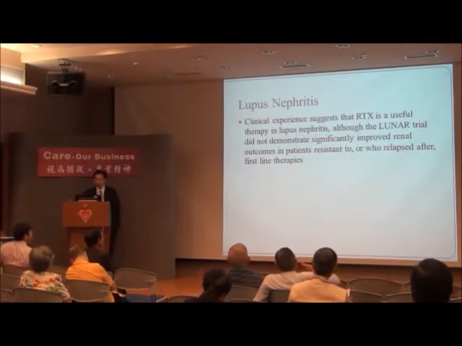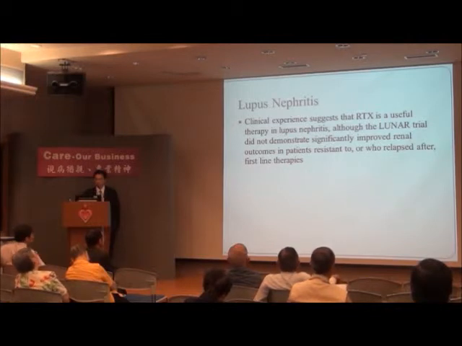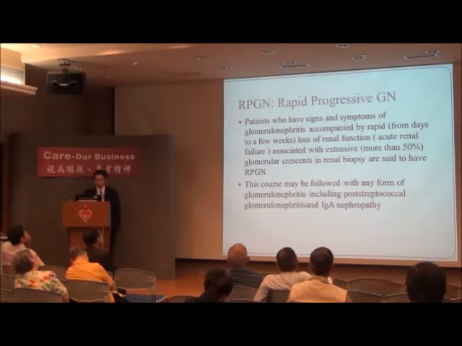Clinical experience also suggests that bortezomib is a useful therapy in lupus nephritis, although larger trials did not demonstrate significantly improved renal outcome in patients resistant to or who relapse after the first line therapies. And then I would like to talk a little bit about rapidly progressive GN.